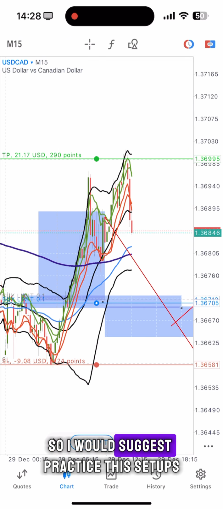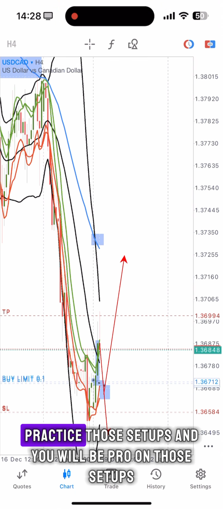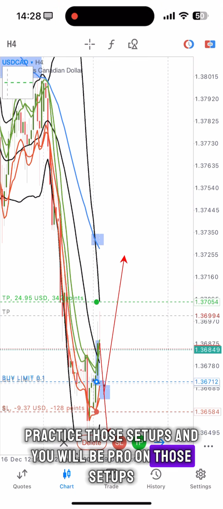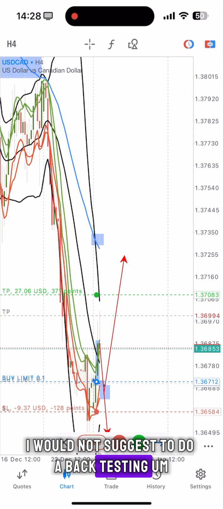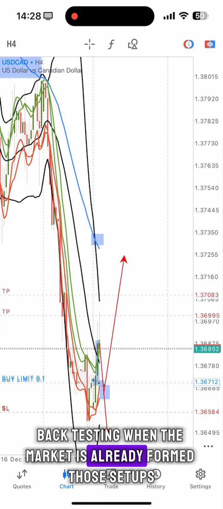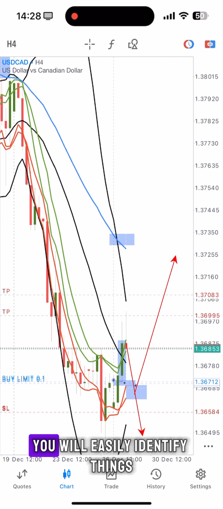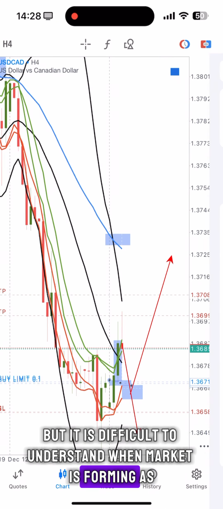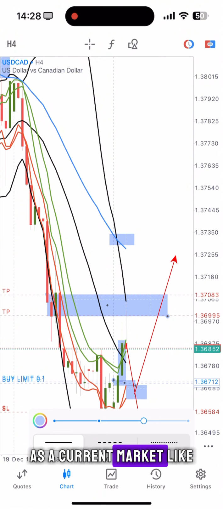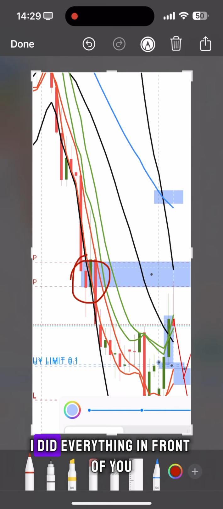So I would suggest practice these setups. These kinds of setups are really, really powerful. Practice those setups and you will be pro on those setups. You will get used to it. I would not suggest doing back testing when the market has already formed those setups. When the market already formed those setups, then you will easily identify things. But it is difficult to understand when market is forming as a current market. Like now I'm doing it in front of you. It's a live trade. I did everything in front of you.